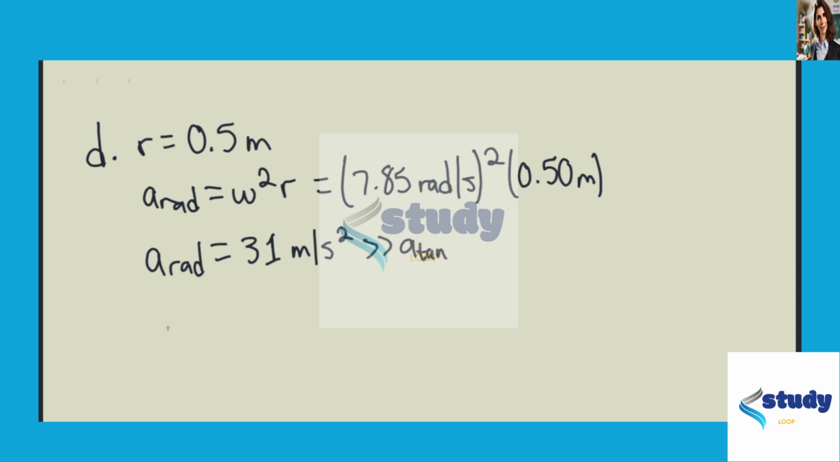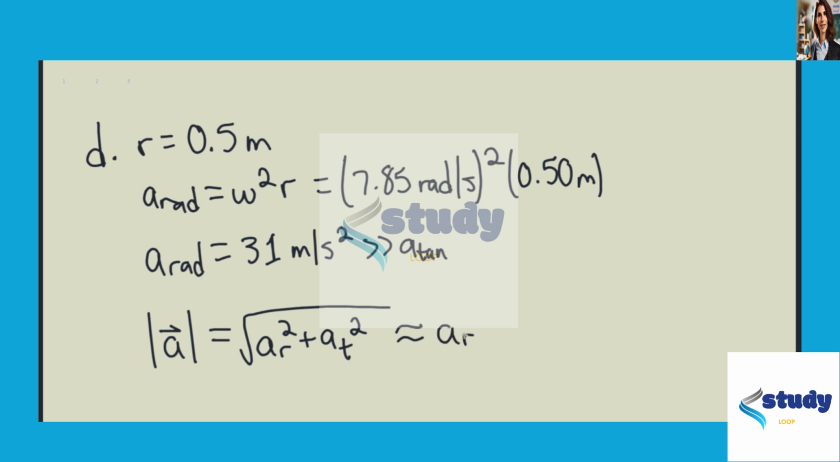And so the magnitude of the acceleration would simply be equal to the square root of a sub r squared plus a sub t squared. And this would approximately be equal to simply the radial acceleration, and then again approximately equal to 31 meters per second squared. So when finding the magnitude, the tangential acceleration is so small that it doesn't really contribute to the magnitude at all. That is the end of the solution.